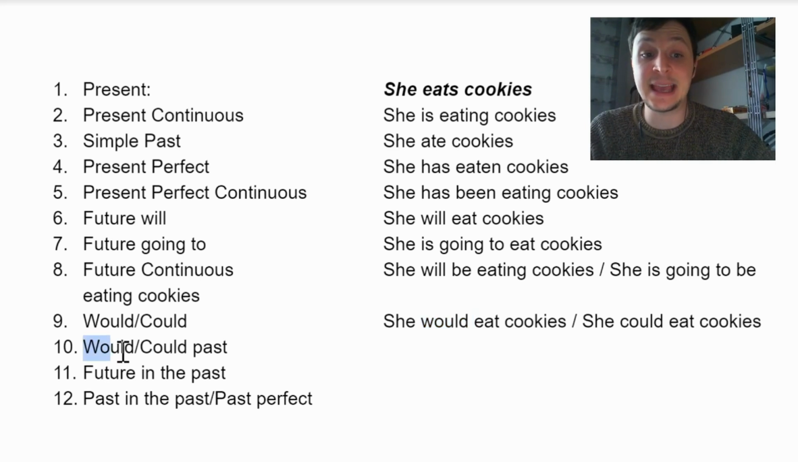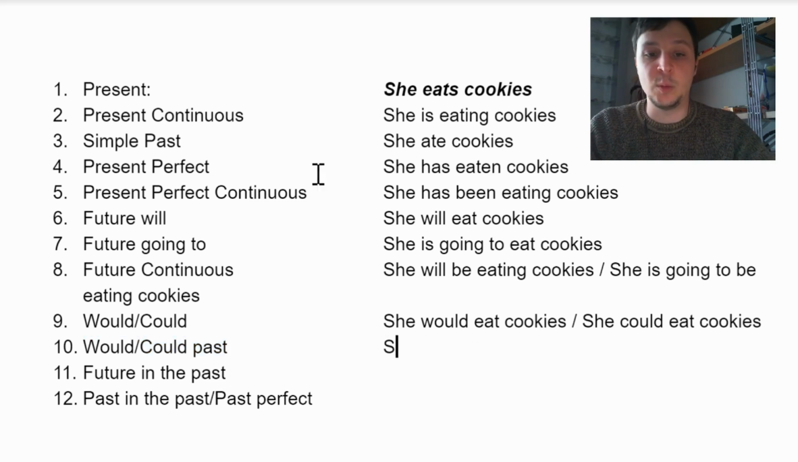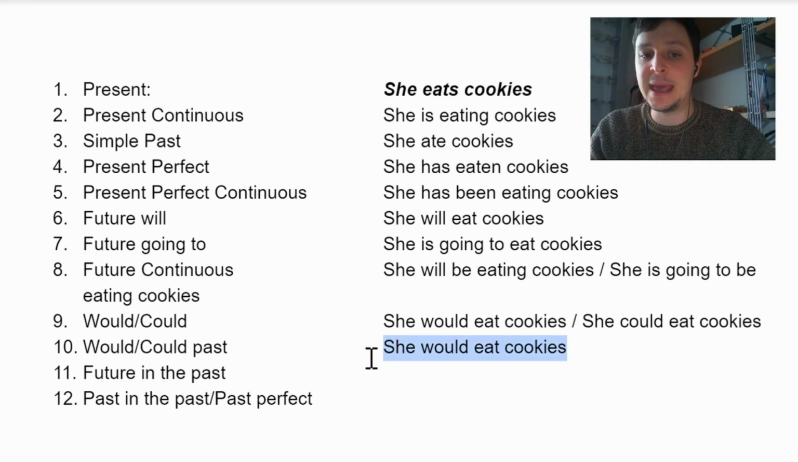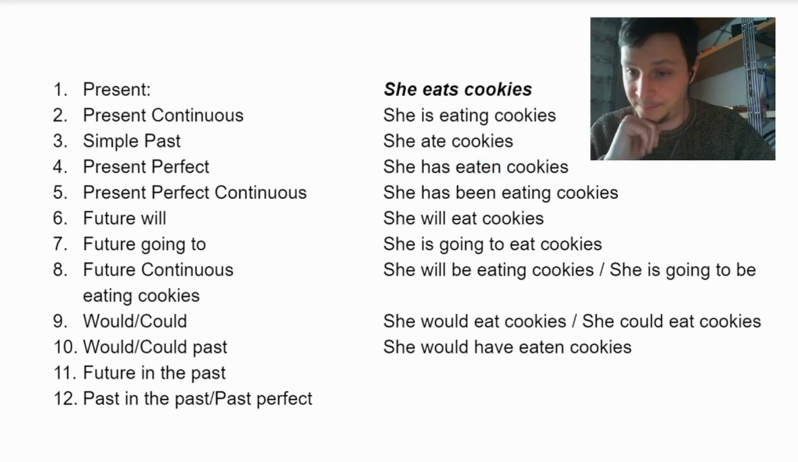Next is the same thing in the past. Okay? So we can really just start with the same sentence. She would eat cookies. How do we make this in the past? She would have, and always after have or has, we have that third column participle. So she would have eaten cookies. Avrebbe mangiato i biscotti. Okay?